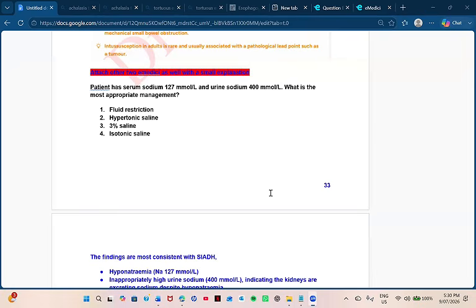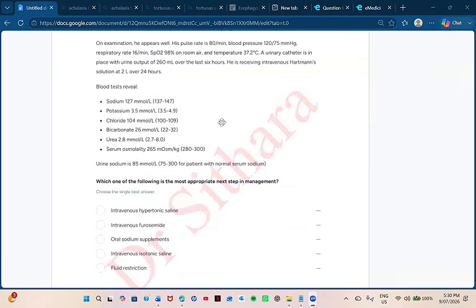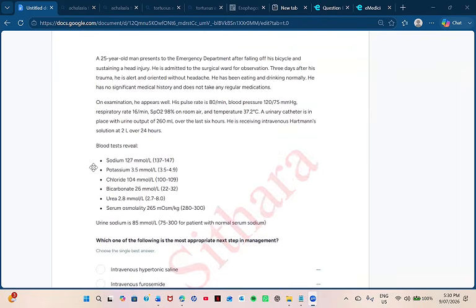Okay, so here serum sodium 127, urine sodium 400. What is the most appropriate management here? They have not given anything. It seems like this kind of question, right? It can be the same question.